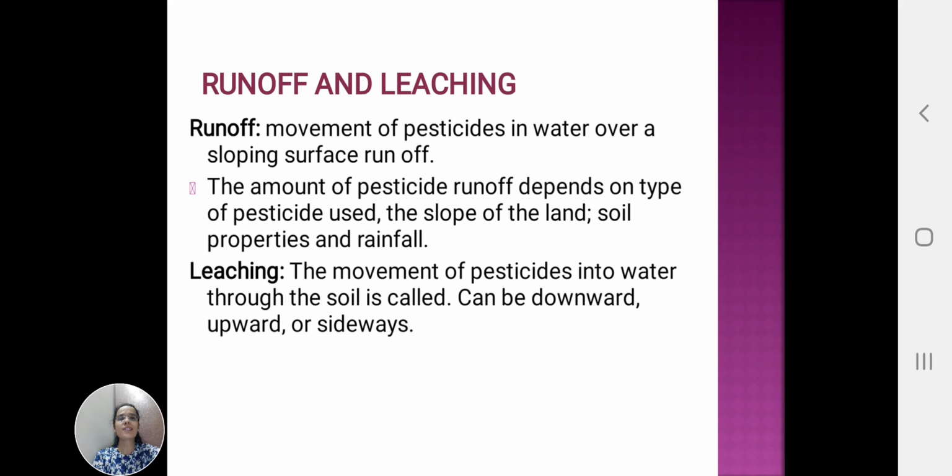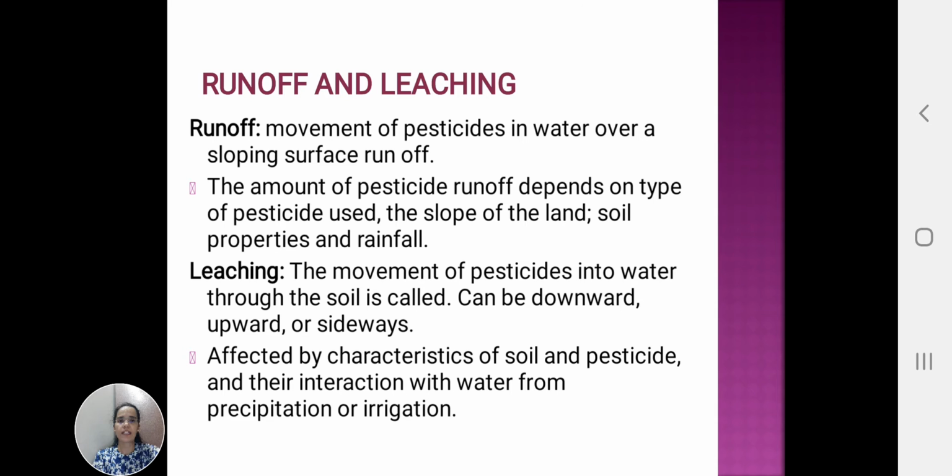Leaching. The movement of pesticide into water through the soil is called leaching. It can be downward, upwards or sideways, whereas in case of runoff, it is always down the slope. Leaching is also affected by the characteristics of the soil and pesticide, and their interaction with the water from irrigation or from the precipitation. It is found that leaching is more in case of water-soluble pesticides, sandy soils, and when rainfall occurs shortly after spraying. In such cases, leaching occurs more.